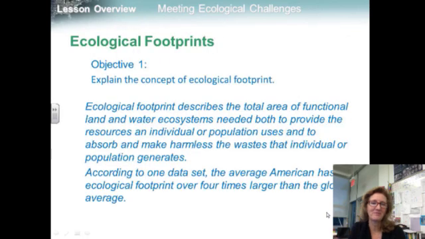All right, objective 1. Explain the concept of ecological footprint. Here it is. Ecological footprint describes the total area of functioning land and water ecosystems needed both to provide the resources an individual or population uses and to absorb and make harmless the waste that individuals or populations generate. According to one data set, the average American has an ecological footprint over 4 times larger than the global average. Fat and happy people, Americans.